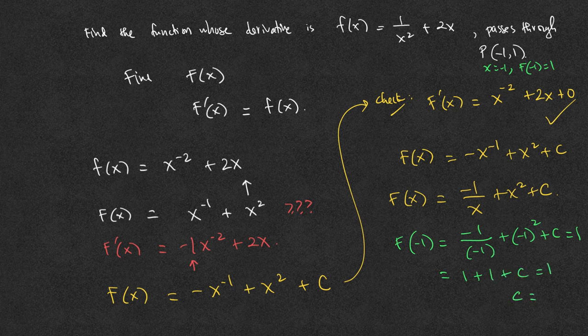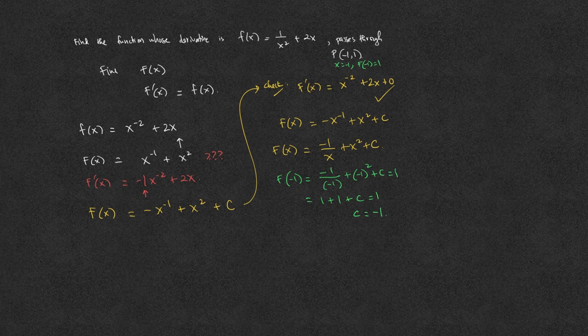C is therefore -1. When we made our initial guess and checked that it was correct with a plus c, this is called the general solution. Using the initial condition, we found capital C. We now have what we call the particular solution.